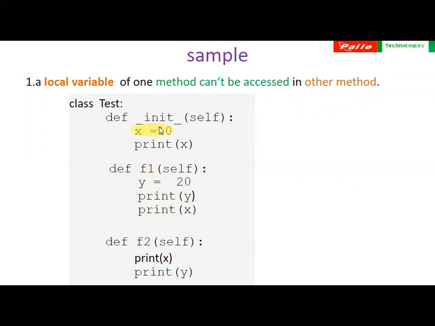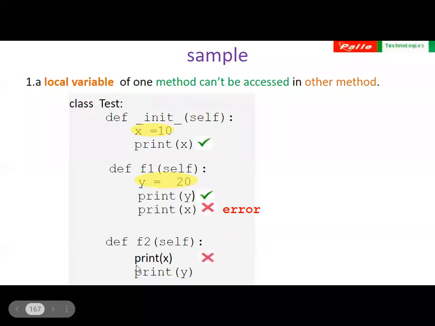The local variable x I can access only inside this particular scope, the init method. Similarly, local variable y I can access only inside f1. So this will work. What about this one? It will give me an error. Similarly here also it will give an error. Even this is going to give an error. Is this example clear? Any doubt?